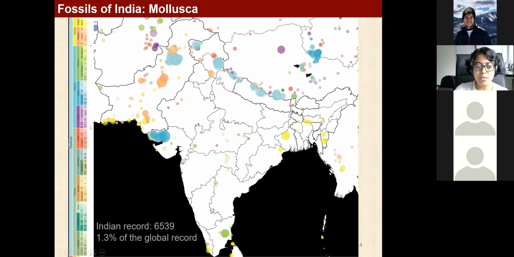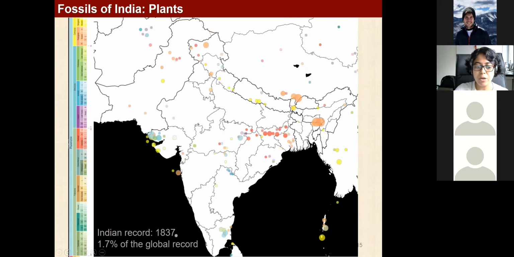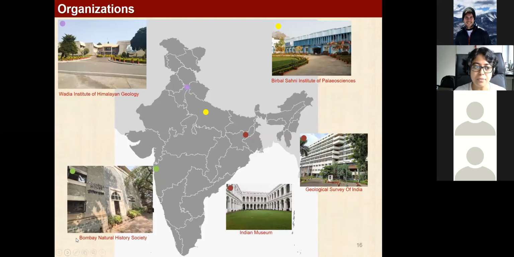Mollusks constitute 1.3% of the global record. And very interestingly, plants constitute 1.7% of the global record. This again has something to do with one of the major emphases in India to find coal and coal mines, and those are often associated with very good plant fossil preservation. So it's slightly higher than many of the other fossil taxa.